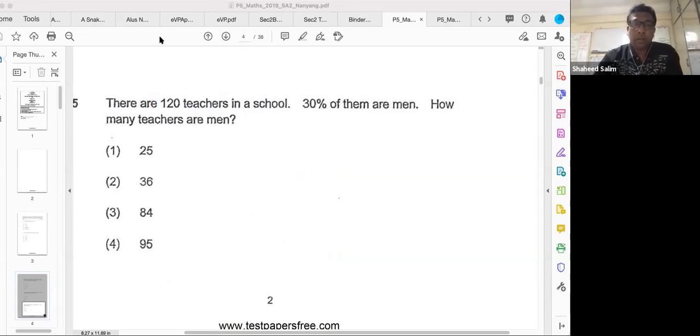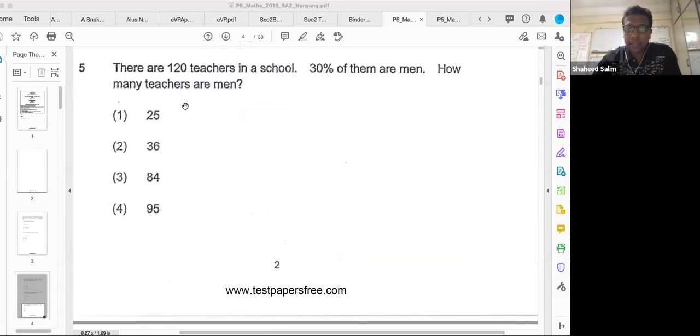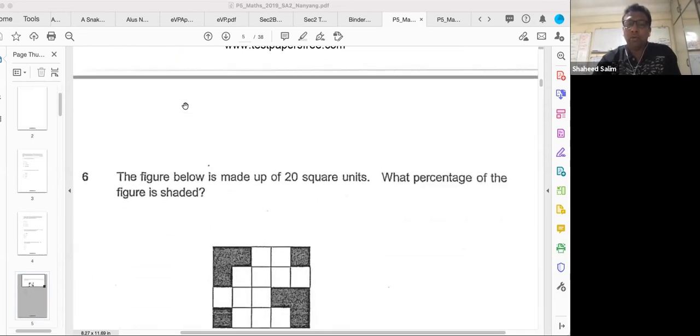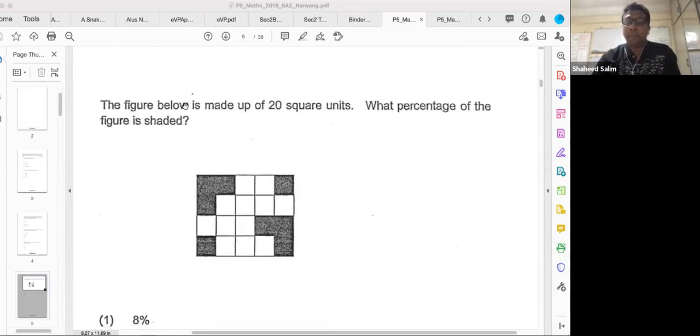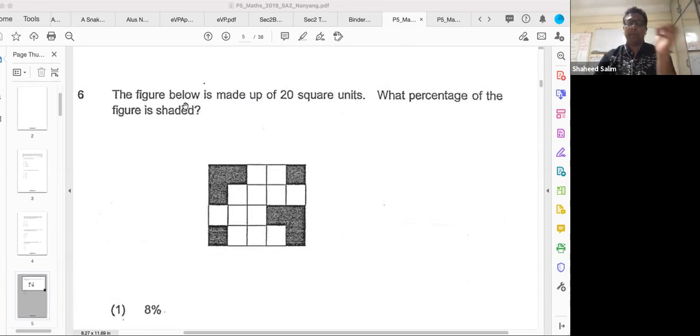Now you must believe you can succeed, and you must believe you can do it. Do not give up, please. Do not give up. Okay, percentage of figure shaded. Remember, percentage: you must arrange this as a fraction first. Write it as a fraction, and to change any fraction or decimal to percentage, times by 100.